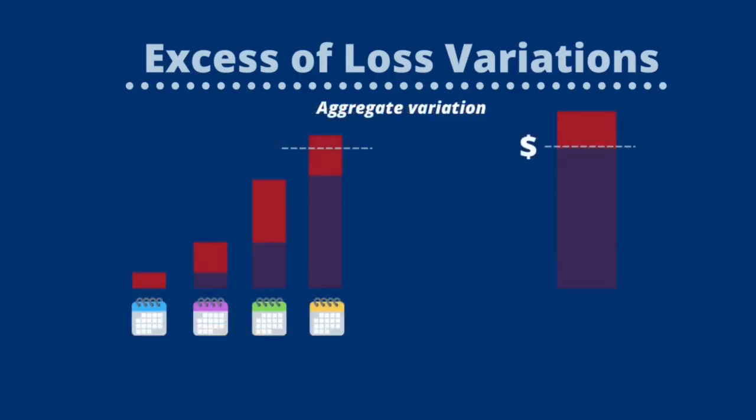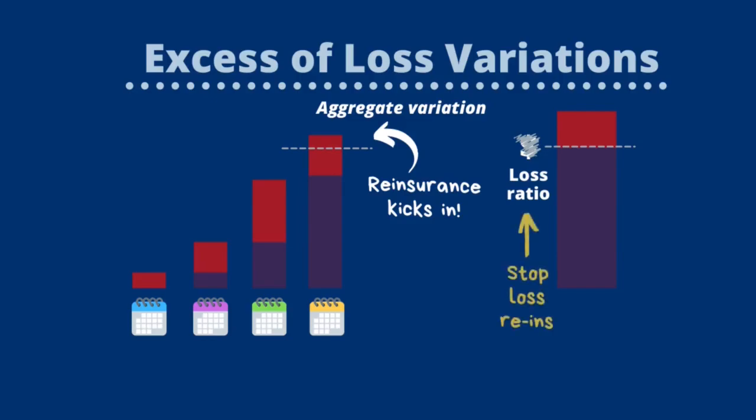The last variation is called aggregate excess of loss reinsurance. This is when the reinsurance applies once the primary insurer's cumulative losses or claims altogether exceed the attachment point, as long as it's still within the reinsurance agreement's effective dates. The attachment point is often expressed as a dollar amount, but sometimes it is expressed as a loss ratio instead. If that's the case, the reinsurance policy would be referred to as a stop-loss reinsurance policy.